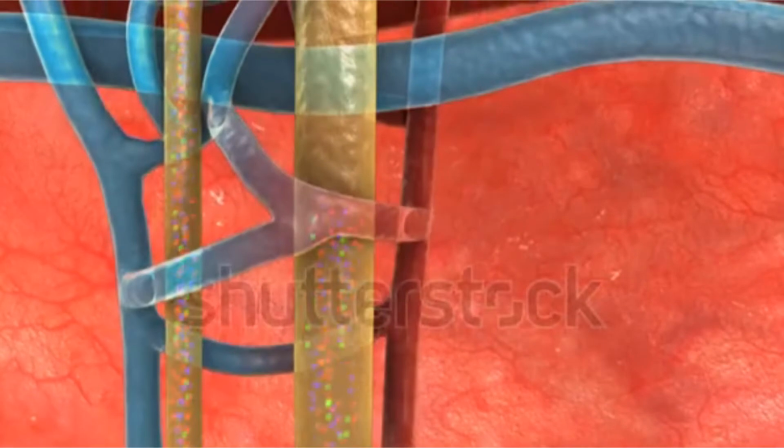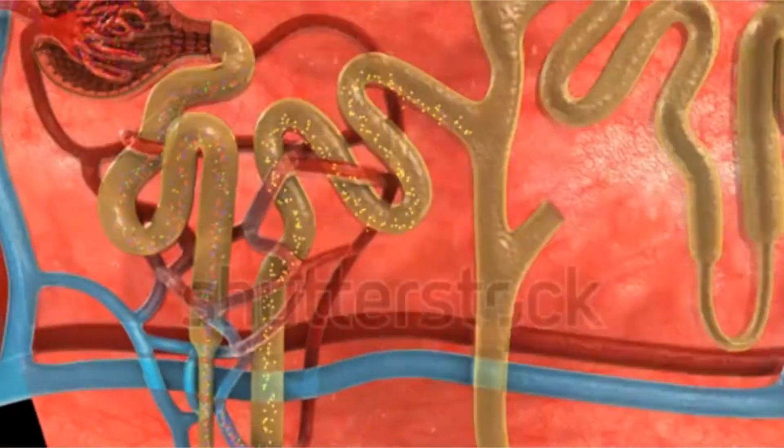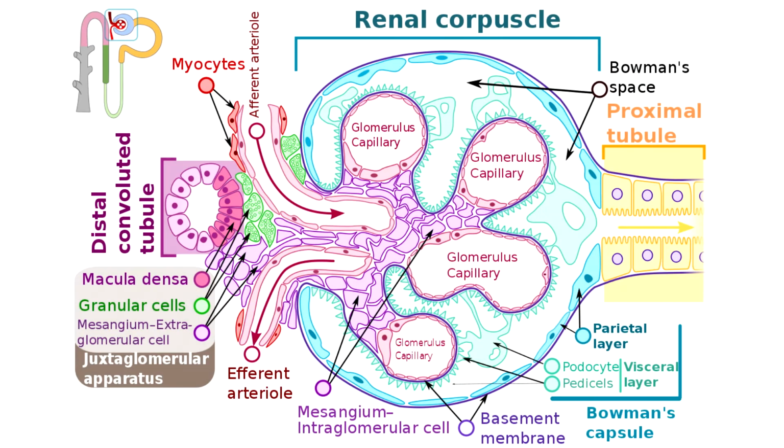Once the solutes have entered the glomerular capsule, they begin their journey along the nephron tubules. The nephrons house a specialized structure that regulates blood pressure through the release of renin. This region is known as the juxtaglomerular apparatus and is formed by the glomerulus and the afferent arteriole.